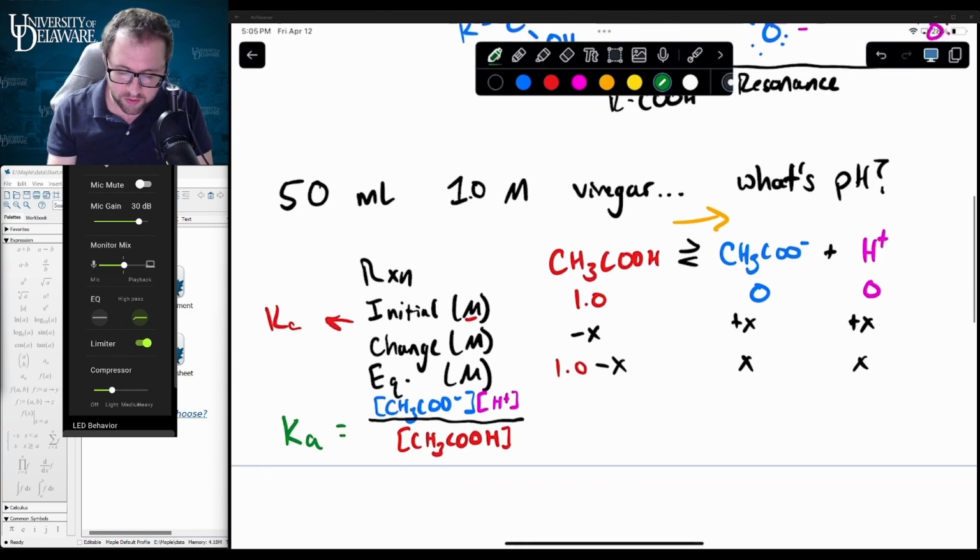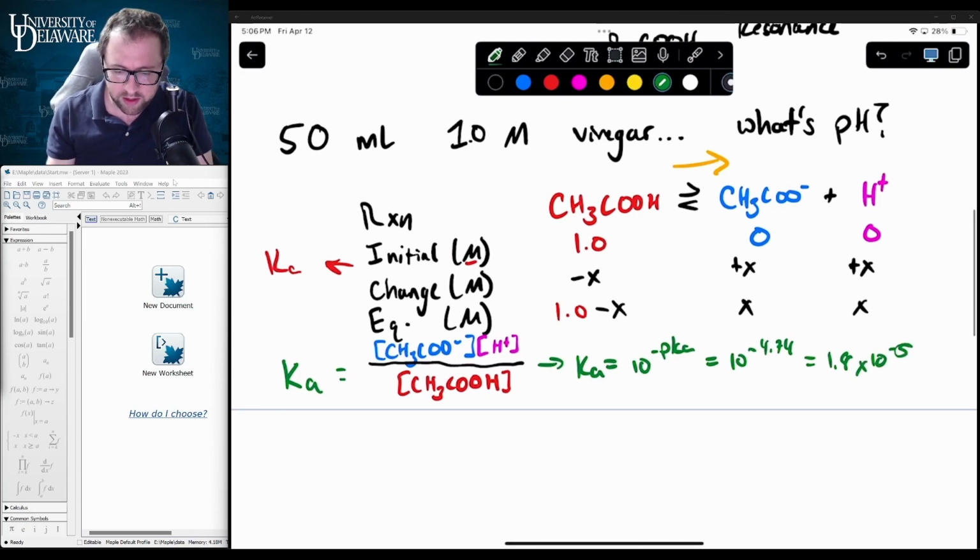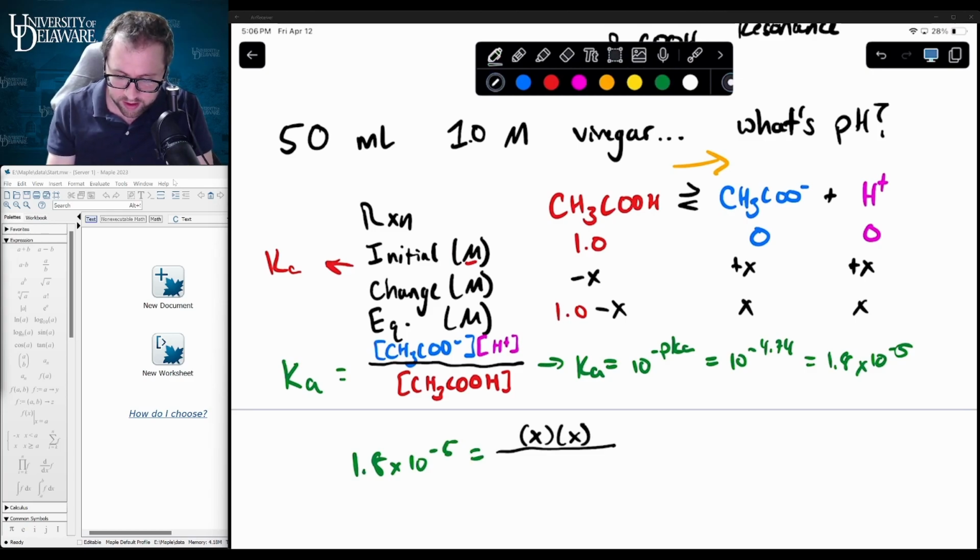So in this equation, we weren't told the Ka, we were told the pKa. I know that Ka is just 10 to the negative pKa, 4.74, right? So 10 to the negative 4.74, and that's going to give us 1.8 times 10 to the negative 5. Now we have enough information to set up and solve this equation. So we have 1.8 times 10 to the minus 5 is equal to X times X over 1.0 minus X. And now we just solve that for X.